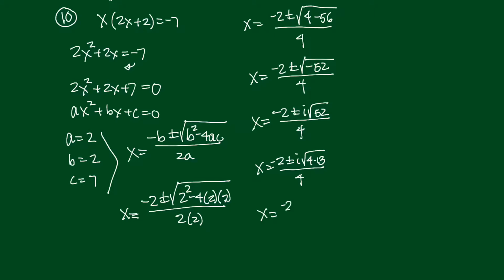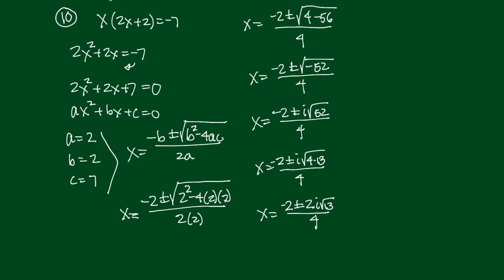X is equal to negative 2 plus or minus, now right here, square root of 4 is 2. So I'm going to bring a 2 out. Square root of 4 is 2. Bring that 2 out. I've still got the i, and I've still got that square root of 13, all over 4.